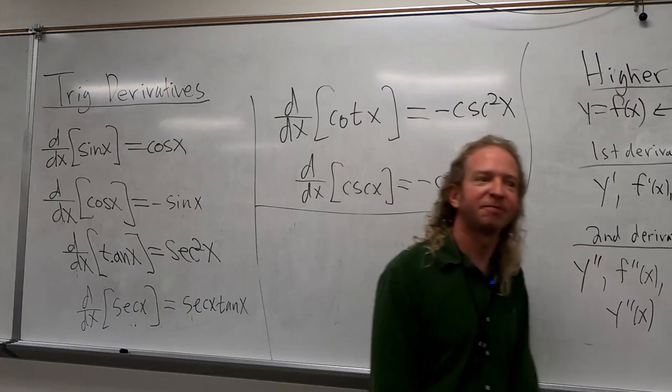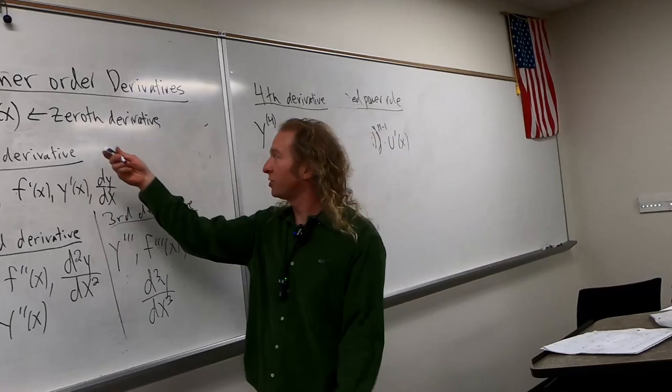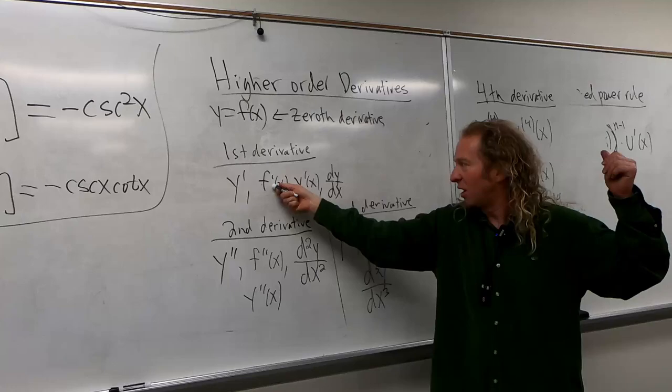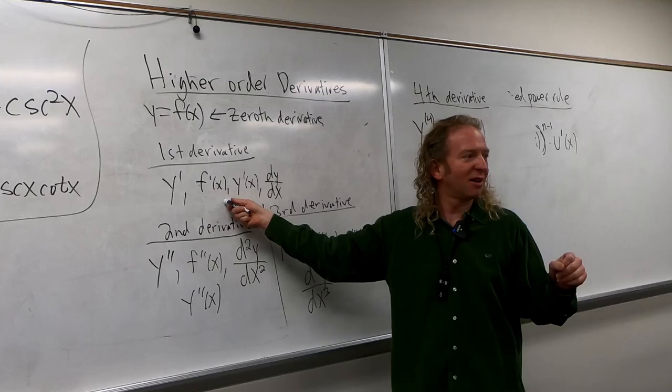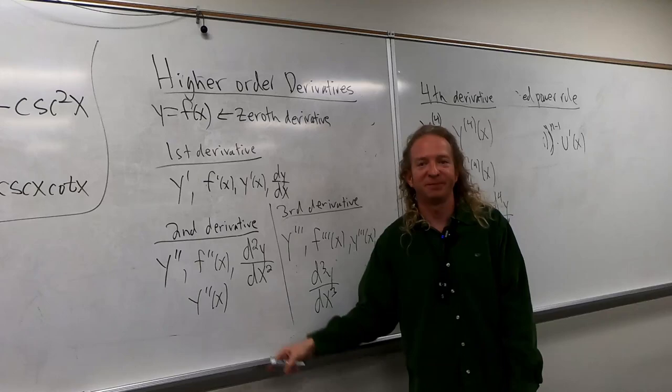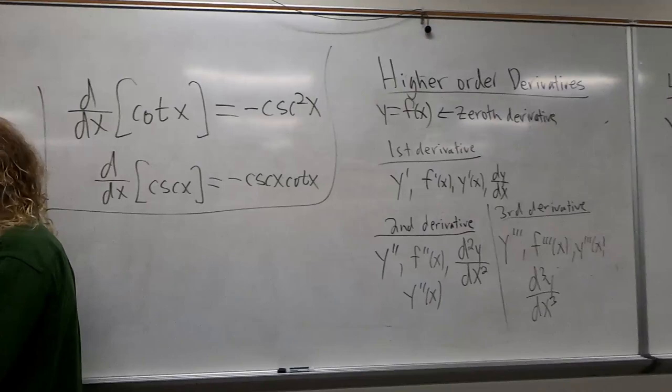And again, just extra life knowledge, if this told you the position of, like, a car, this would tell you the velocity. Right. So if this was the position, this would be the velocity, and this would be the acceleration. And this would be the jerk. It's called jerk, the third derivative. The third derivative of a position is called jerk.